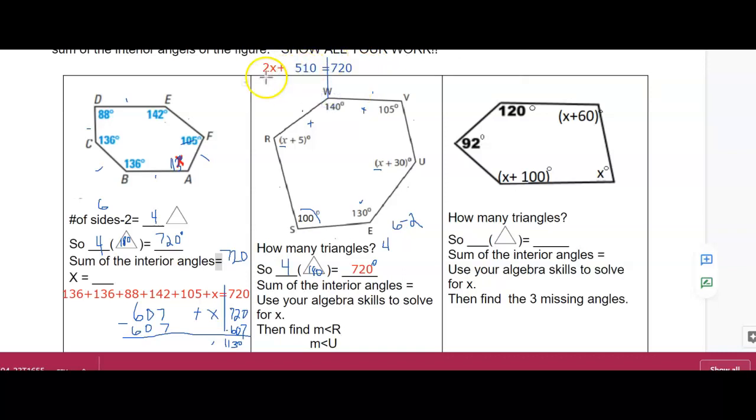So I'm solving for x, so I need to subtract 510. So go ahead and subtract 510. Hey guys, please be working this out before I finish it. Go ahead and subtract, and then you're just going to do the last step, which is divide. Go ahead and finish it.